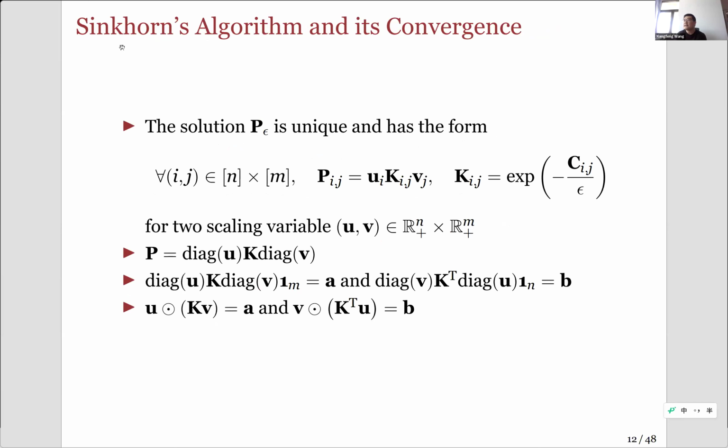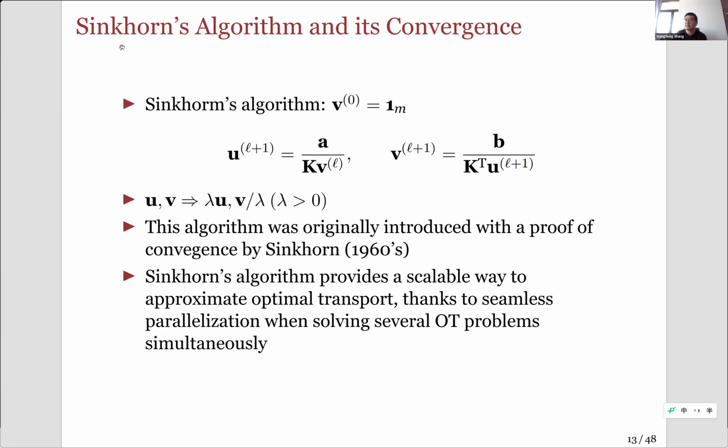It can be expressed in the form P epsilon equals diag(u) K diag(v), where the matrix K is the Gibbs kernel matrix, and u, v are positive scaling vectors. These scaling vectors are chosen to ensure the marginal constraints. This structure leads directly to a very simple and efficient iterative algorithm called Sinkhorn. And the Sinkhorn algorithm alternates between updating u and v to satisfy the marginal constraints.